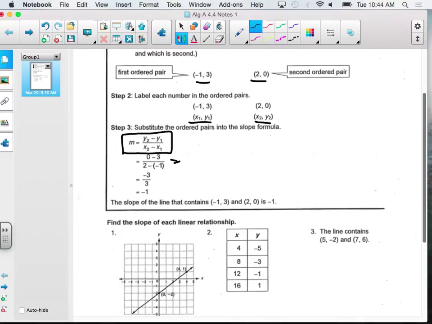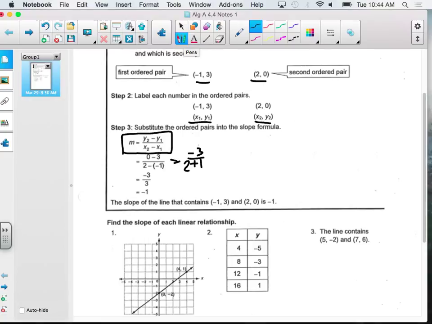So 0 minus 3 is? -3. And then we change the bottom: 2 minus -1 is what? What's 2 minus -1? What happens when you subtract a negative? It becomes 2 plus 1.